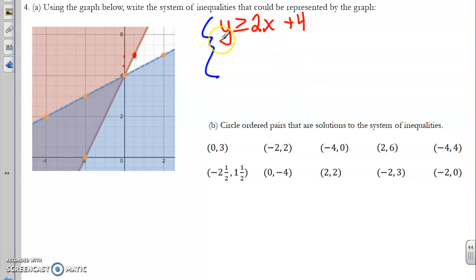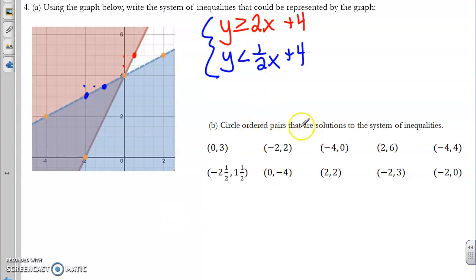All right, for the blue line, I know that it's going to be less than because it's shaded below, and it's just going to be less than because it's a dotted line. And again, this one crosses the y-axis at 4, so I know my y-intercept is going to be 4. So now let's count the slope. I've got a pretty point here and a pretty point here, so that means go up 1, right 2. So if I go up 1, right 2, my slope is 1/2.